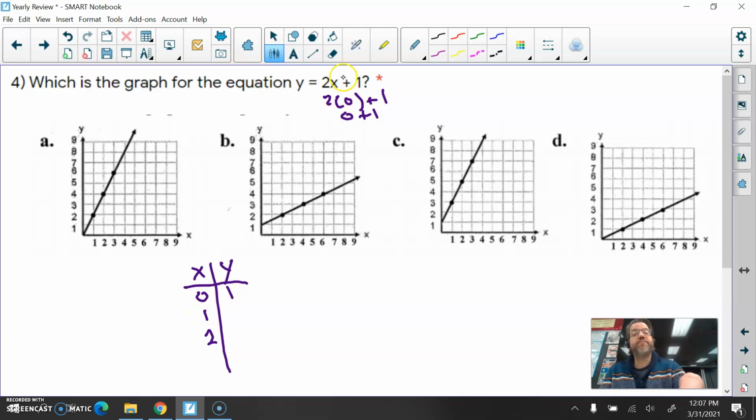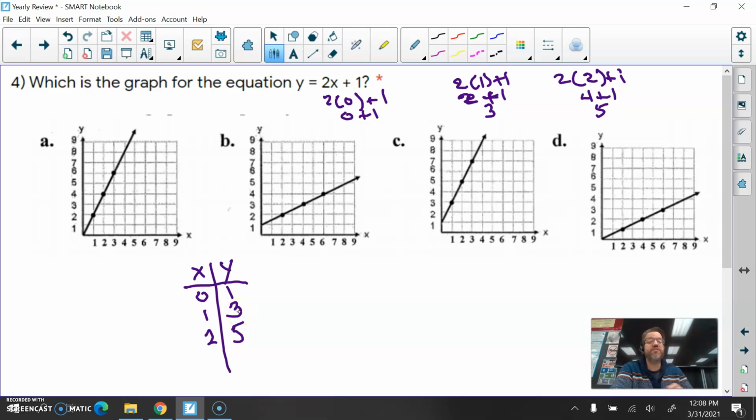Try it when x is 1. Take 2 times 1 plus 1, which is 2 plus 1. And 2 plus 1 is 3. So when x is 1, y is 3. And try it when x is 2. Take 2 times 2 plus 1. So we have 4 plus 1, which is 5. So there we go. When x is 2, y is 5.